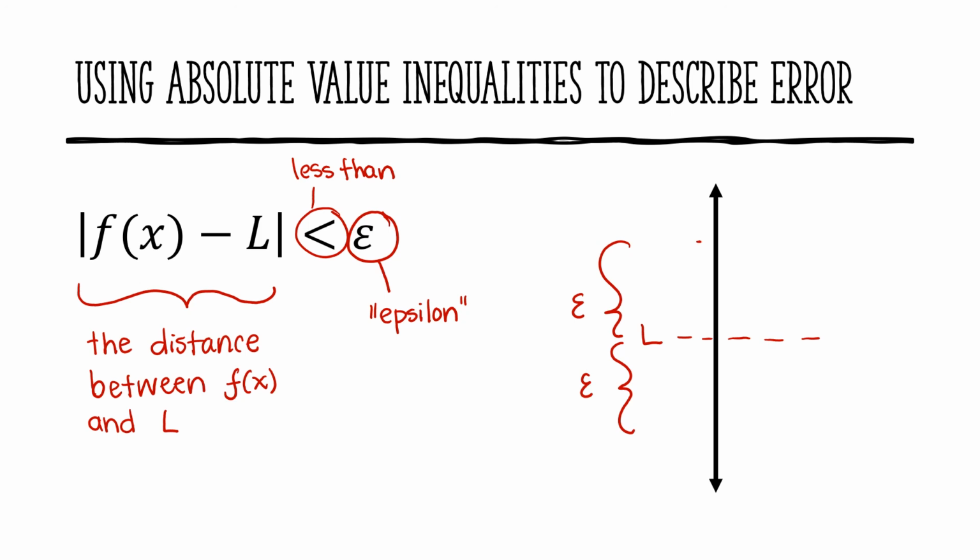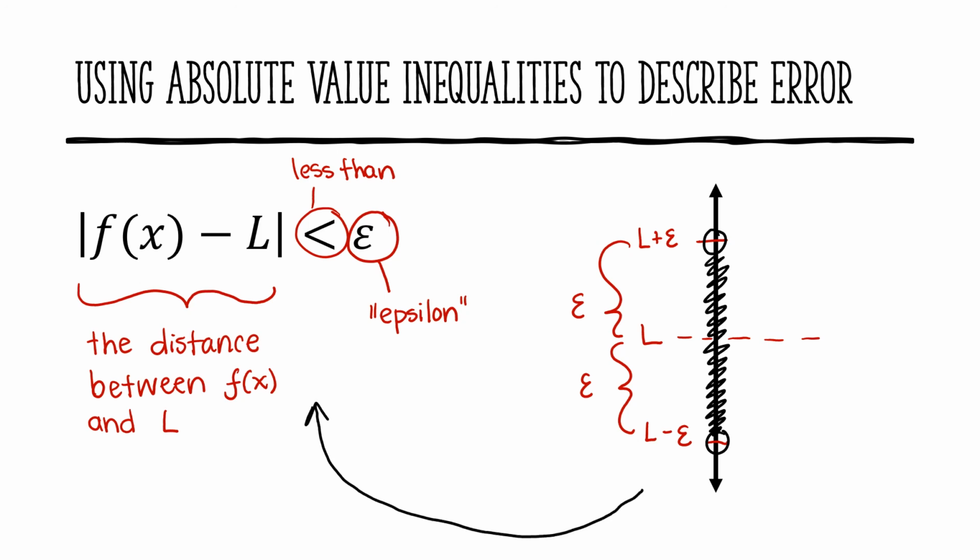So that means that the furthest up we can go is L plus epsilon. The furthest down we can go is L minus epsilon. So we can be anywhere in between L minus epsilon and L plus epsilon. And that is how we can use absolute value inequalities to describe error. And you want to feel comfortable going back and forth between the absolute value inequality and the graph, both for f of x and for just x.